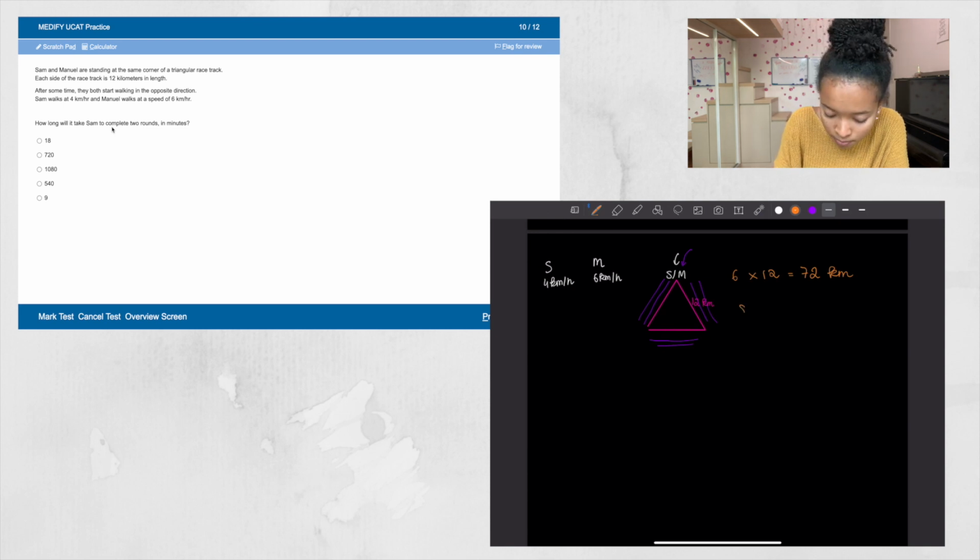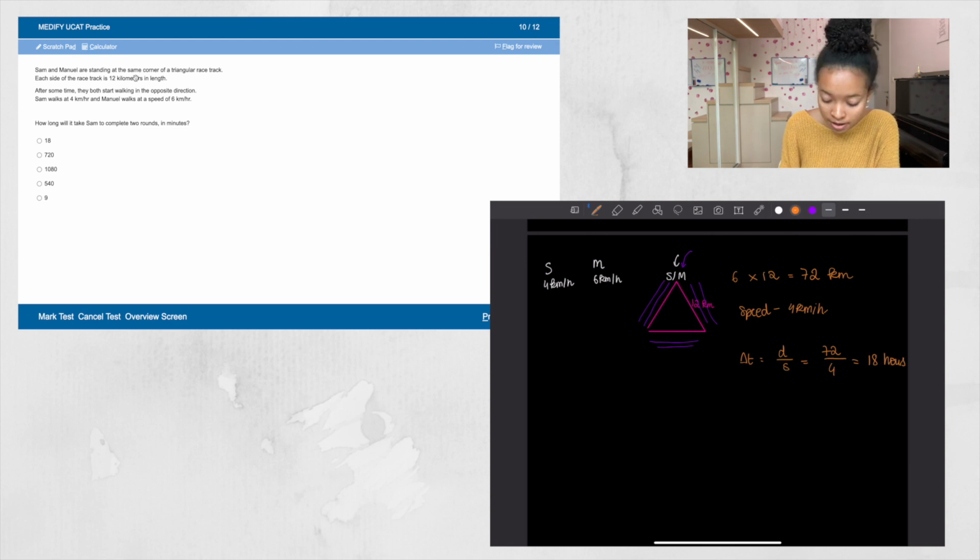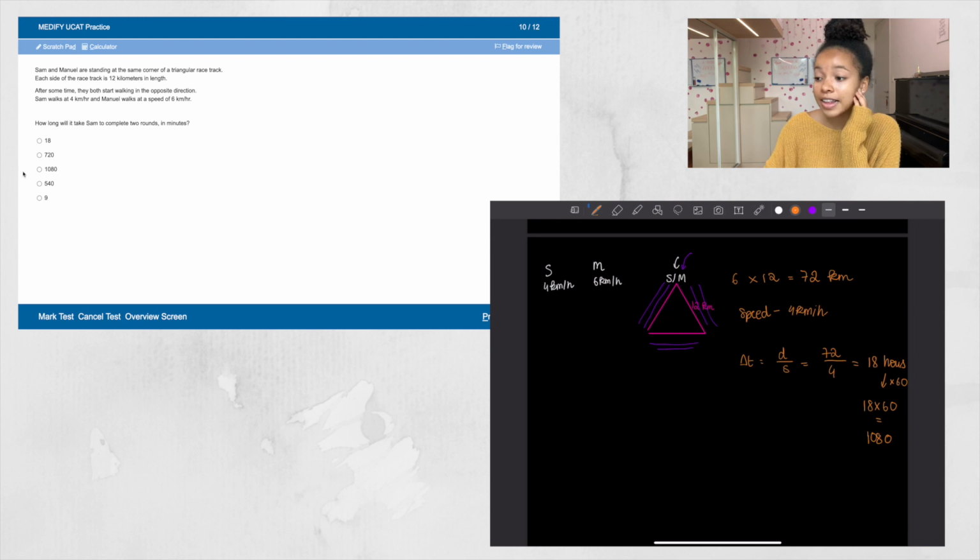And we know that his speed is 4 kilometers per hour, okay? And the way that we figure out how long is the same way as before. So the time is equal to the distance over the speed. So 72 divided by 4 will give us 18. And so that's 18 hours. And we want it in minutes. So to convert that into minutes, we have to multiply it by 60. So 18 times 60 is equal to 1,080 minutes, which is option C.